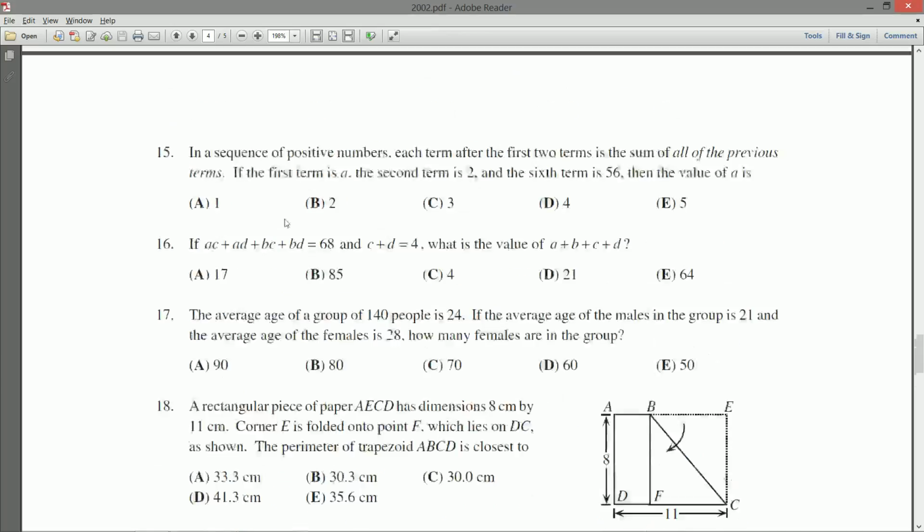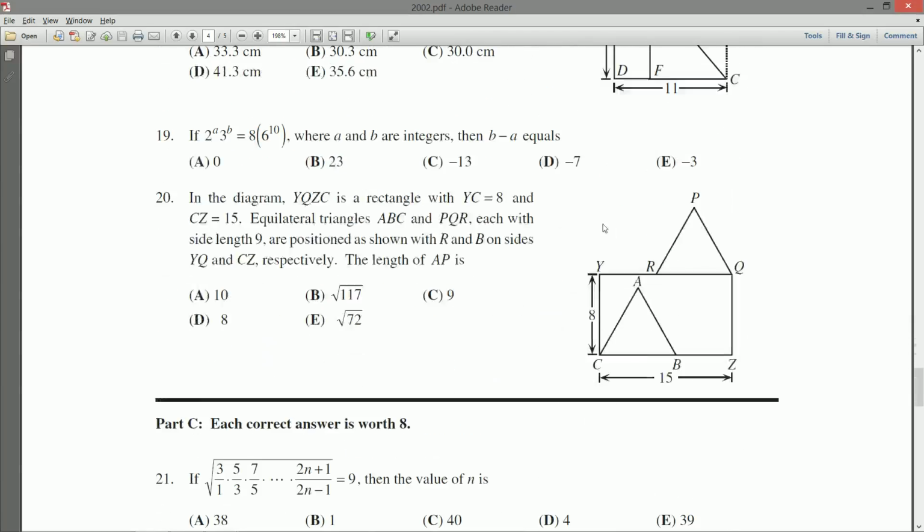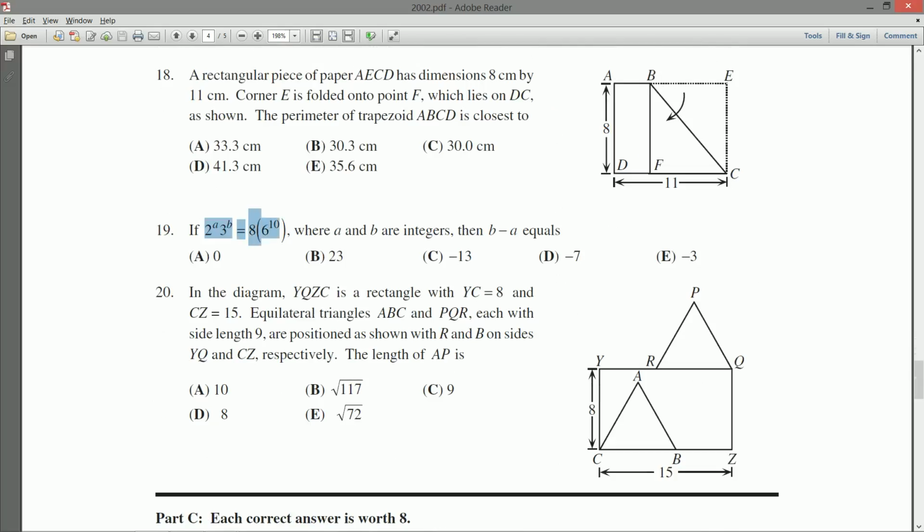I make this comment because there was a question, there it is, 16, that I did a while back, where there were only two equations and four unknowns, and I made the remark that you should not expect to get a, b, c, and d out of there. In contrast, this question, one equation but two unknowns, we can actually get what a and b are, because we're told a little bit of extra information that they have to be integers.